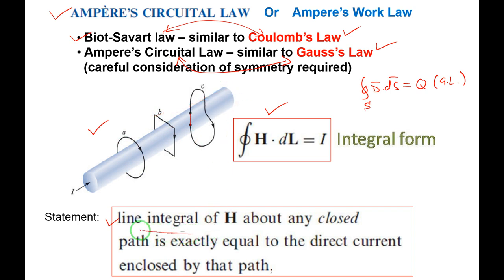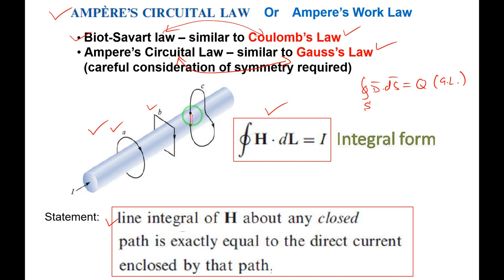The closed line integral of H, the magnetic field intensity, about any closed path is exactly equal to the direct current enclosed by that path, right? So if I consider the closed path, the closed line integral of H dot dl is equal to the total amount of current enclosed by that path. For path A and path B, it is completely I. But for path C, observe here, it is enclosing only half of the conductor, so it is I by 2.